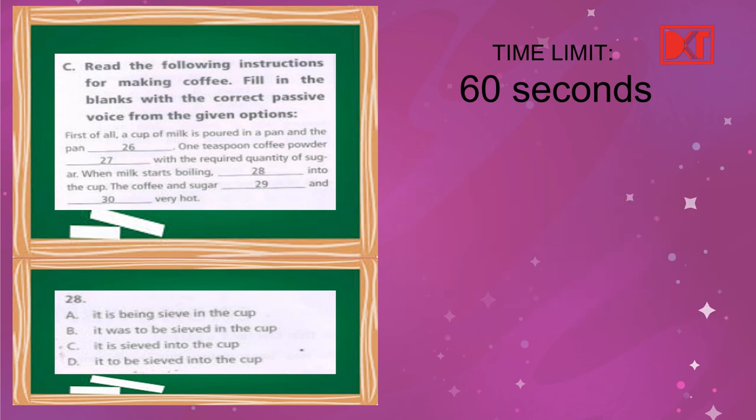The next one says, when milk starts boiling, dash into the cup. A, it is being sieved in the cup. B, it was to be sieved in the cup. C, it is sieved into the cup. Or D, it to be sieved into the cup. So here again, the present is being talked about. Answer is C. It is sieved into the cup. The present is being talked about, and the past participle. Here A, being sieved, is an incorrect form. B, incorrect tense. And D, it to be, now this doesn't make sense at all. All right.